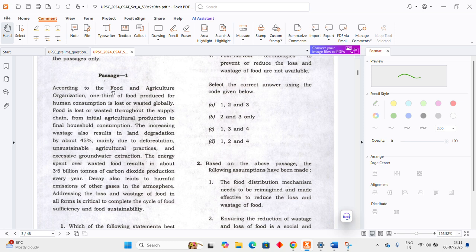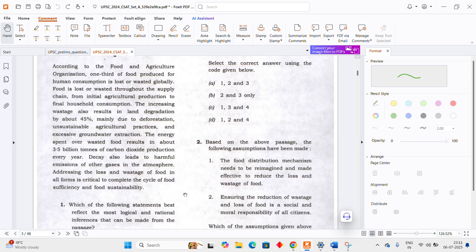Okay, so let's solve this particular passage. Now, this passage, let's see what it is asking.